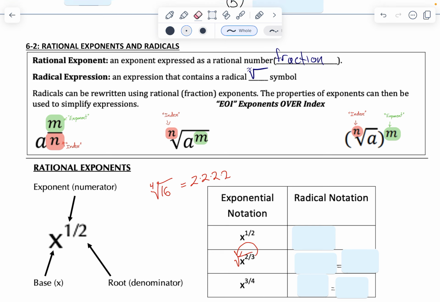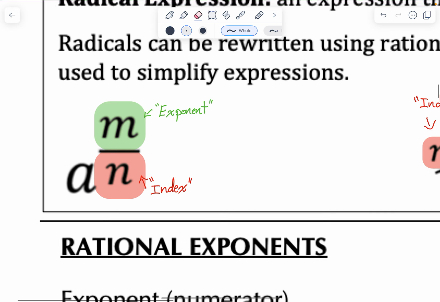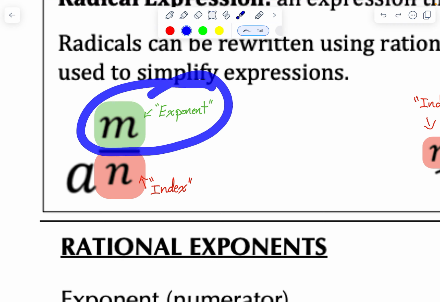So just like we can have square roots, we can have higher roots, just like instead of squaring things, we can cube them or take them to the 4th or the 5th. We can have greater indices. So before I get too far ahead of myself here, let's take a look at the parts. If I have a to the m over n, the top is going to be my exponent, and the bottom is going to be my index.